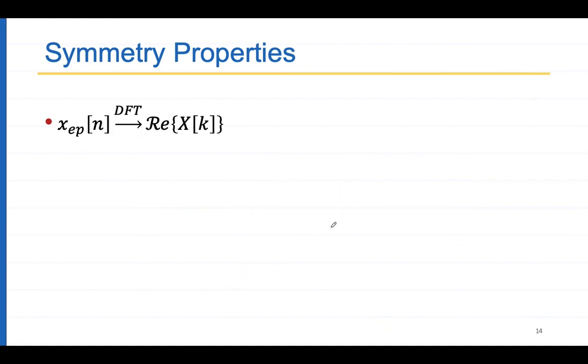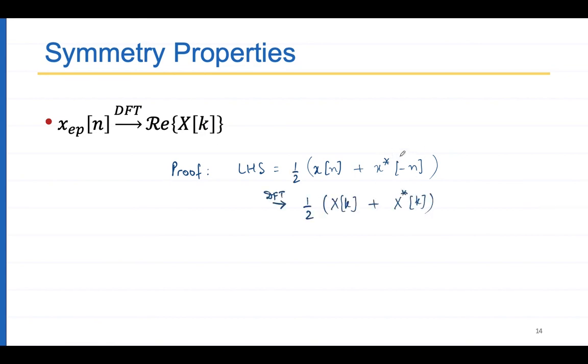Another result for the symmetry property: if x[n] is an even periodic function, then the DFT will be real. The proof is very simple. Let's start with the LHS. You know that the even periodic part is simply x[n] plus x star of minus n, over 2. Now I compute the DFT. The DFT of x star of minus n is X star of k, and of x[n] is X[k], and this is the real part of X[k], right?